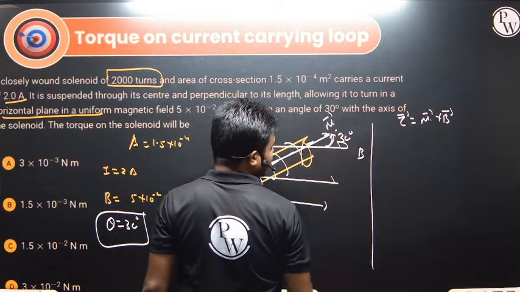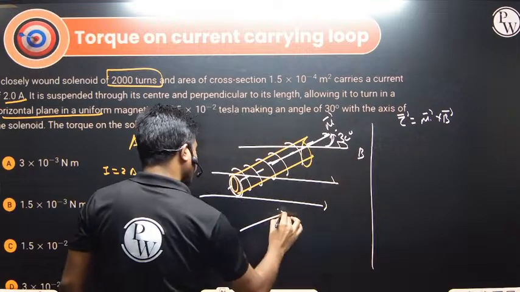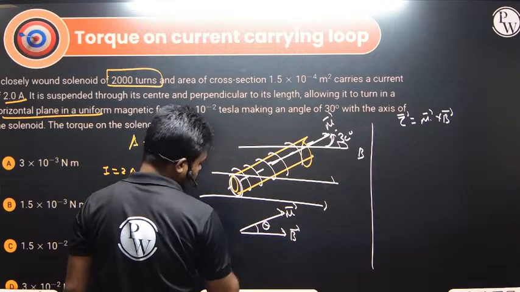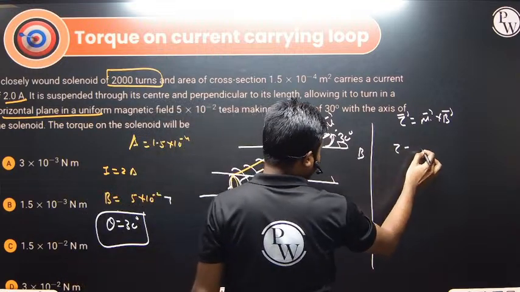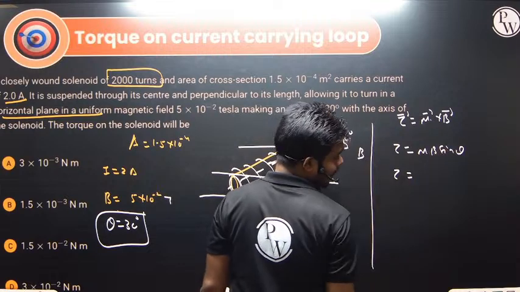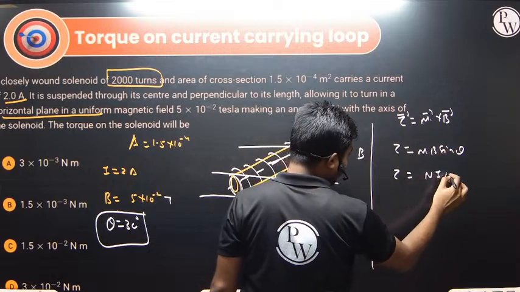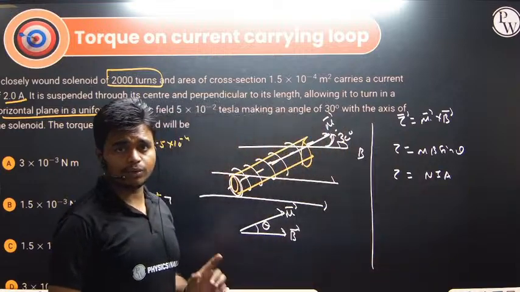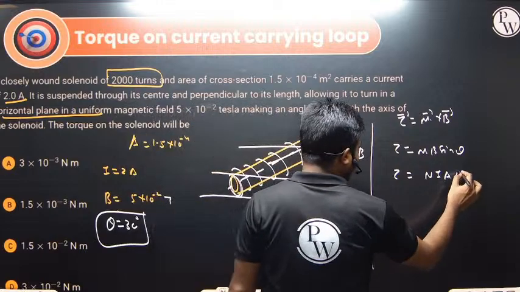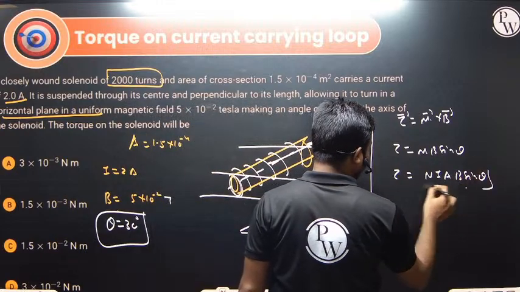And this angle is theta. So this is the magnetic moment m vector, and this is the B vector, and this angle is theta. So m B sine theta. I will write this as m B sine theta. And what is magnetic moment? N into I into A. What is N? Number of turns. I is the current and A is the area, into B sine theta. So this is the torque that we are having: N I A B sine theta.